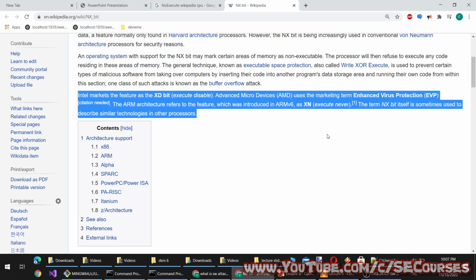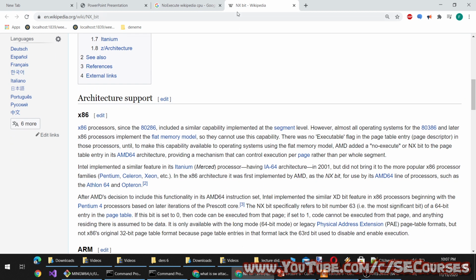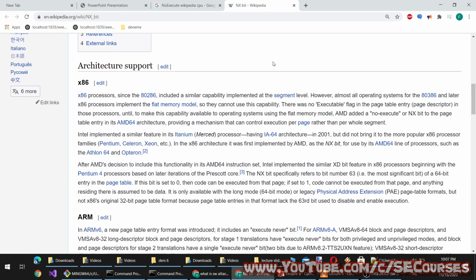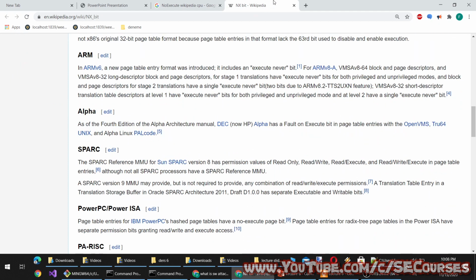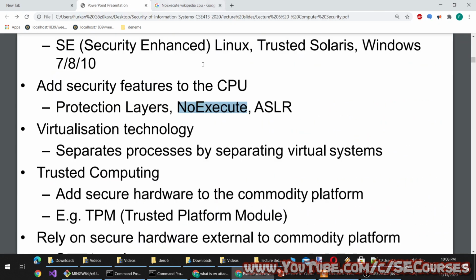Intel markets the feature as the XD bit execute disable. Advanced Micro Devices (AMD) uses the marketing term Enhanced Virus Protection (EVP). The ARM architecture refers to the feature, which was introduced in ARMv6, as XN execute never. The term NX bit itself is sometimes used to describe similar technologies in other processors. Okay, so there is more information if you are interested in that.